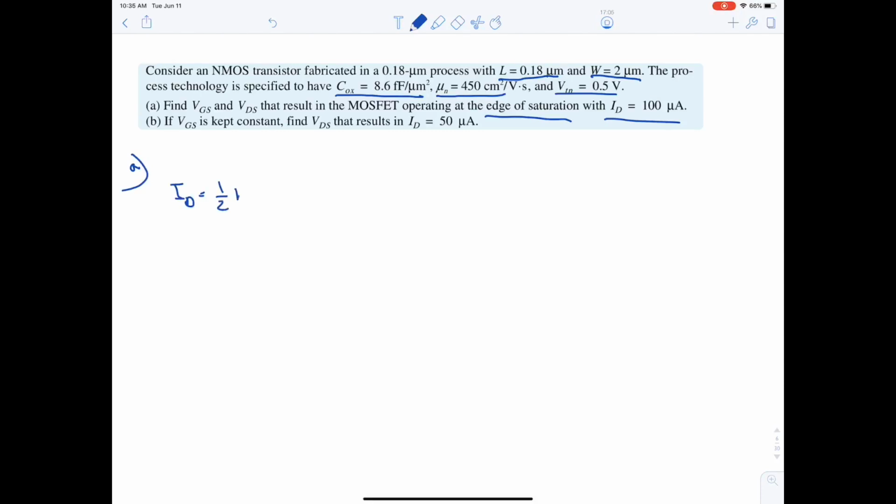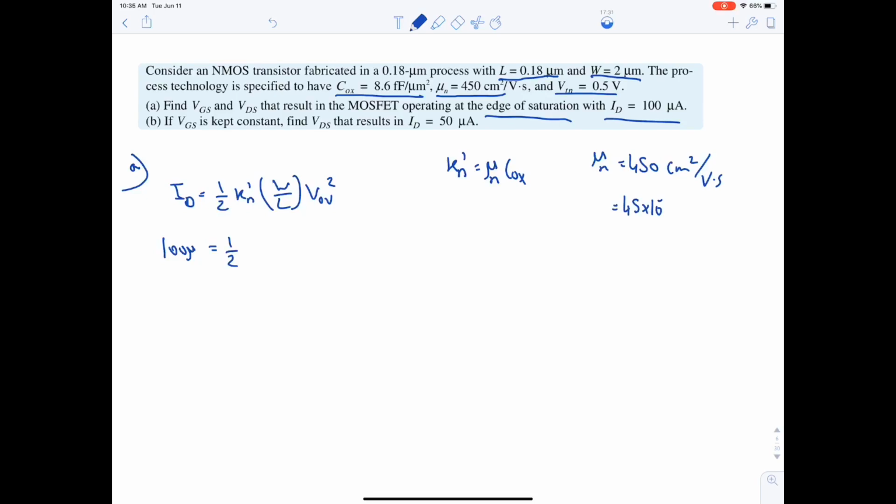Half Kn prime. We said in edge of saturation we're going to use the current of the saturation. So ID is equal to what? 100 micro equal to half Kn prime. We need to compute it. It's mu n COX. Mu n is 450 centimeter square divided by Vs, which is equal to 45 times 10 minus 3 meters squared over Vs.